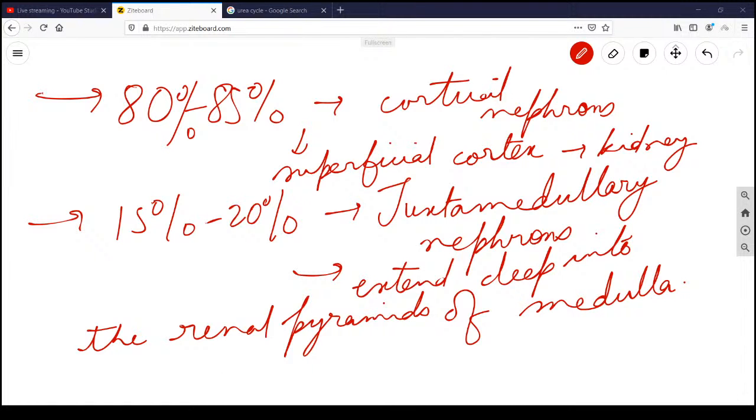Very important, that is the nephrons. The efferent arterioles of juxtamedullary nephrons directly connect to the vasa recta, the blood vessel which is the long straight capillaries that are parallel to the loop of Henle. Now the next question.